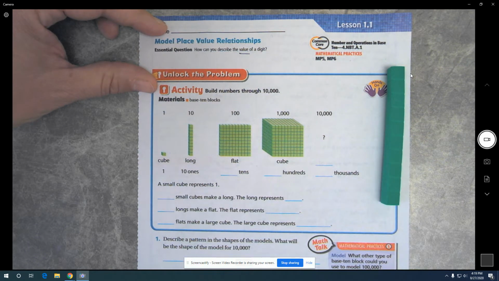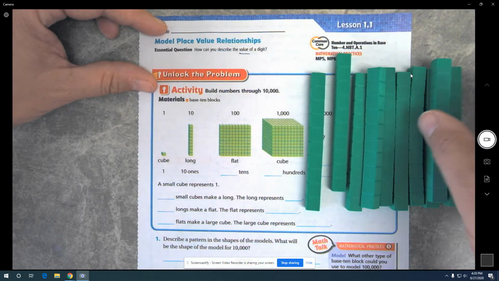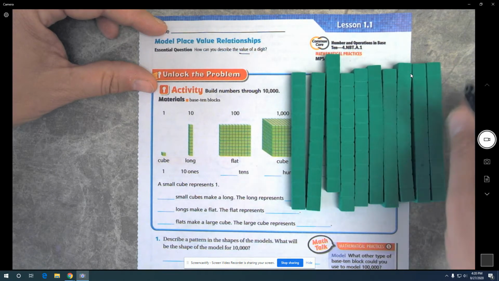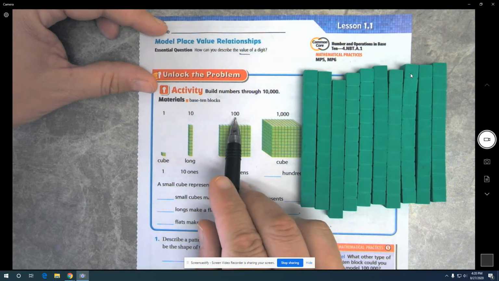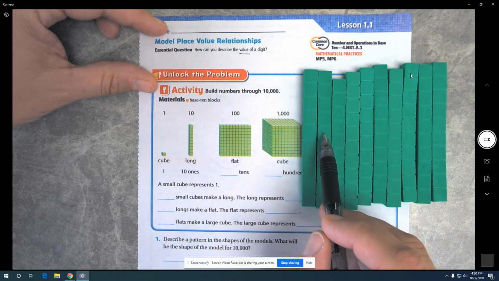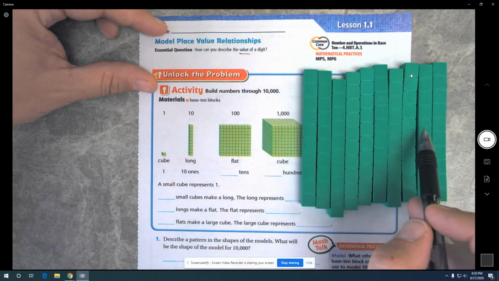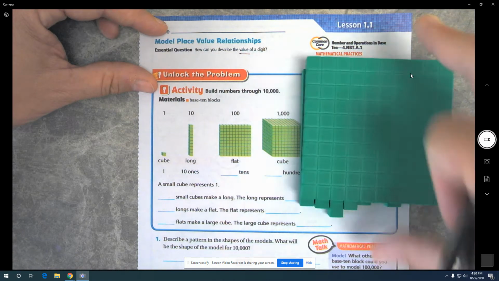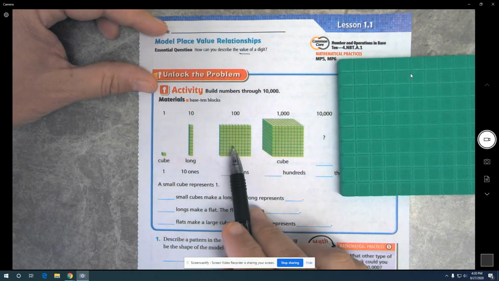10 longs, if we put 10 of these longs together, what would it make? And you can see it there. You're like, Mr. Ward, it's on my paper. I know. It's going to make a flat, which would be worth 100. So if we have 10, another 10 is 20, 30, 40, 50, 60, 70, 80, 90, 100 makes one of these, makes 100. So let's get those 10s out, and there's 100, which is represented by this.